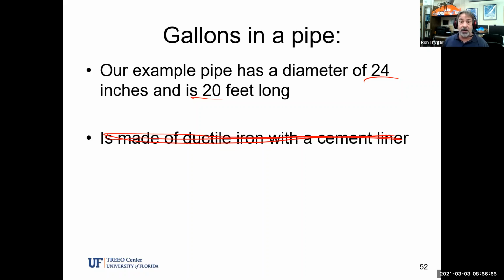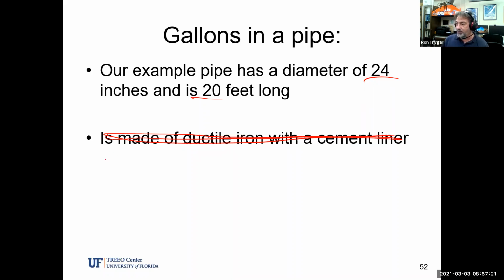So try not to get, oh, I don't deal with ductile iron pipes, so I don't know how to calculate it. Yeah, you know how to calculate it because you know the formula. The formula is pi r squared times the length times 7.48. That's the radius method. It's 0.785 times d squared times the length times 7.48. You do know the formula. So let's try this one out.